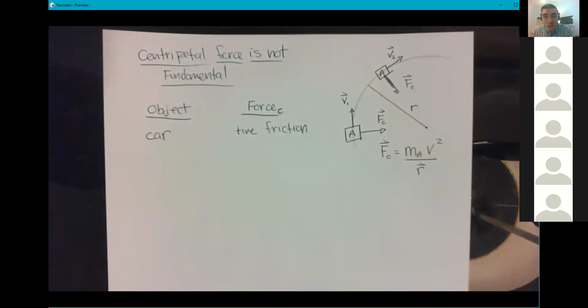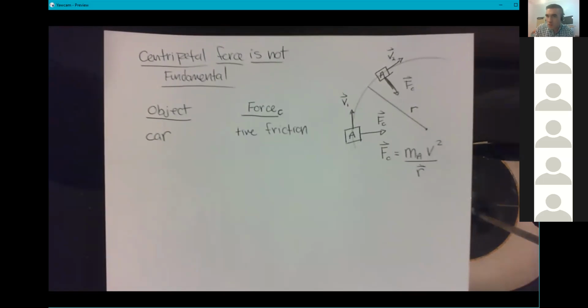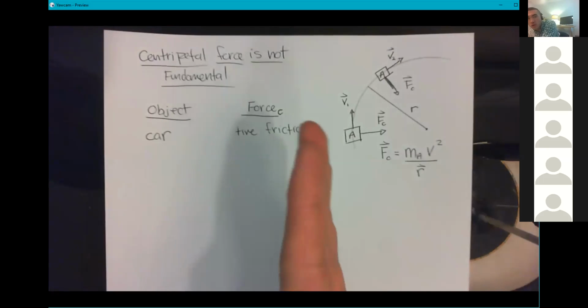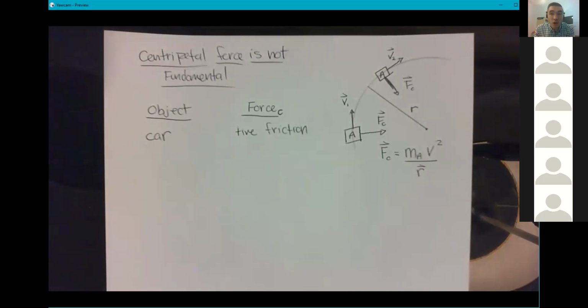If you were going to get into some calculation about a car turning, the centripetal force is not a force in nature. It is a force that is required for circular motion to exist, but the force doing the circularness of this, the force making us go, woo, is tire friction.